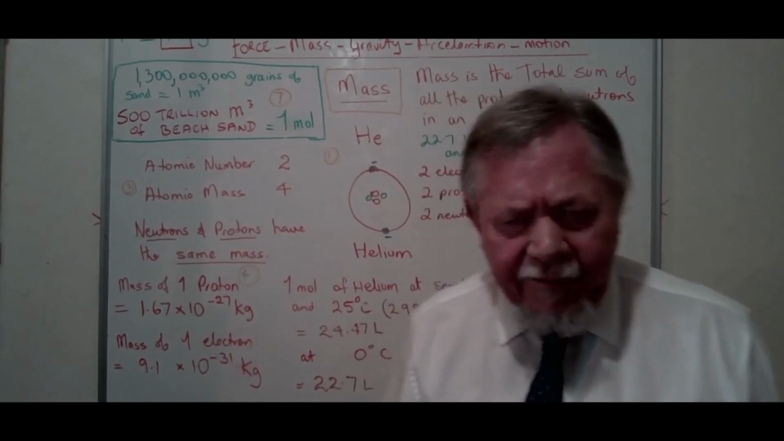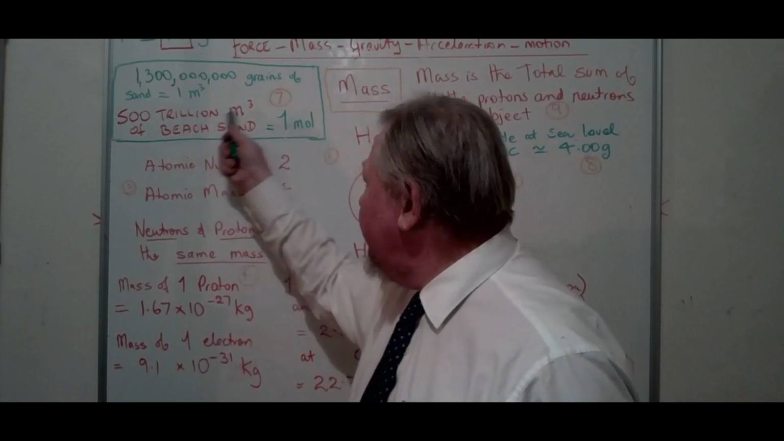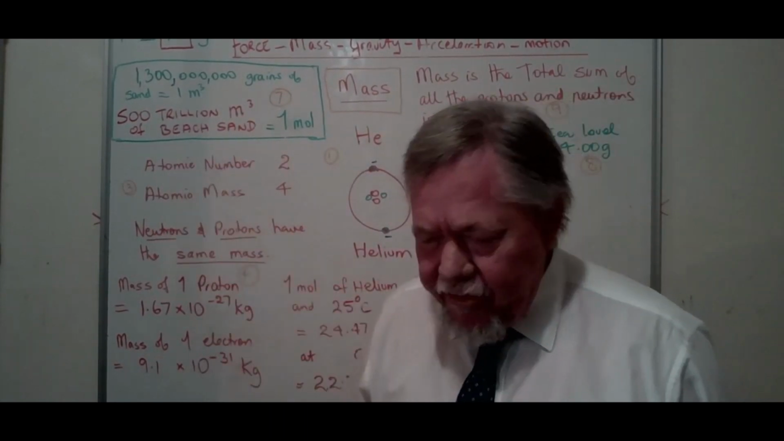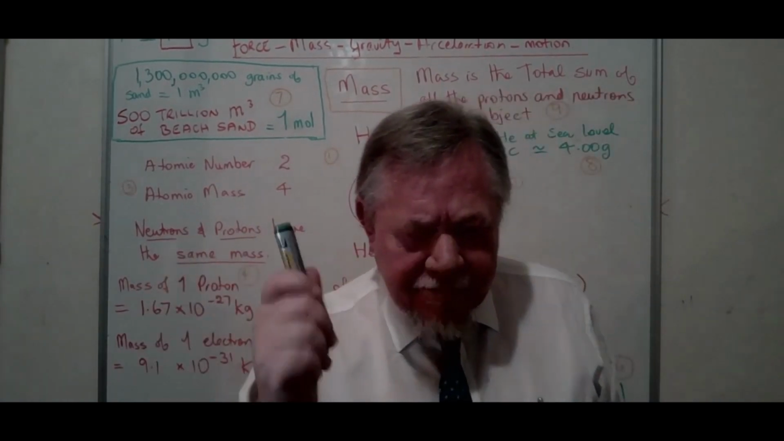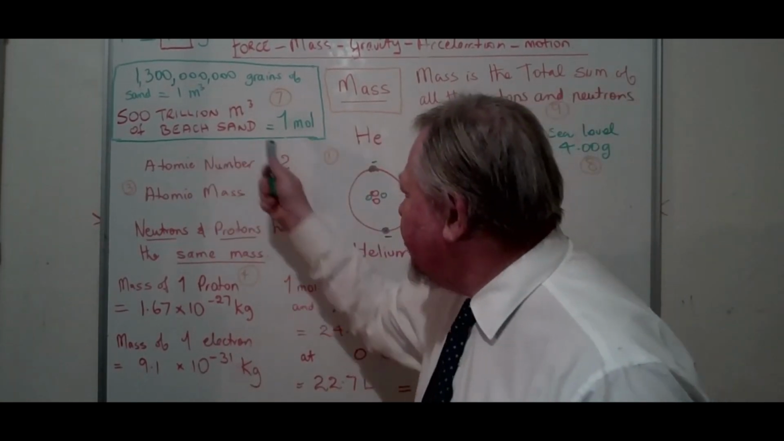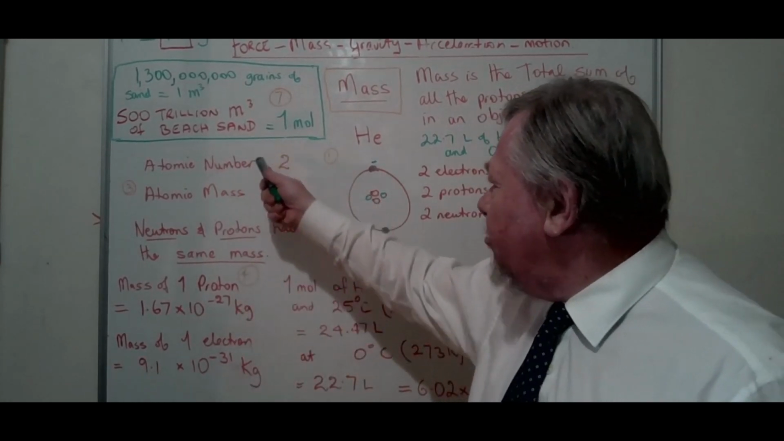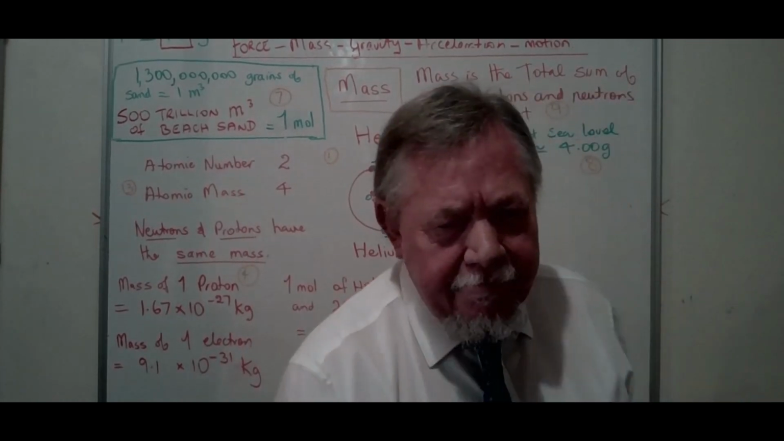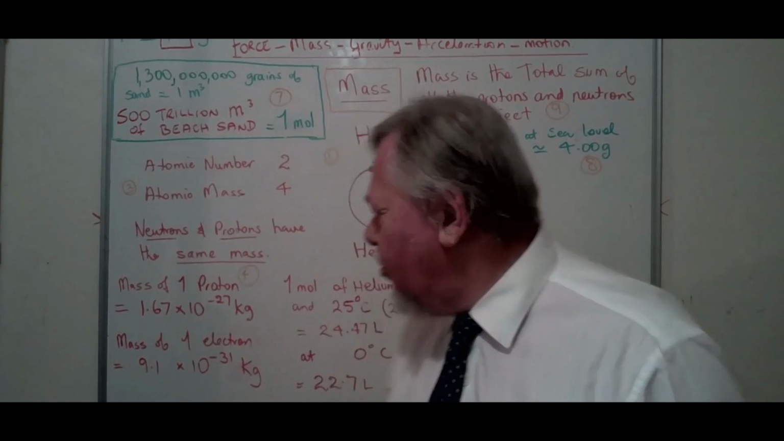Okay, remember how many grains of sand that is? 500 trillion cubic meters. Okay, so just think about that. You will probably not come across a beach anywhere with that much sand on it. Okay, so 500 trillion cubic meters of sand would be just this amount, just this 1 mole.